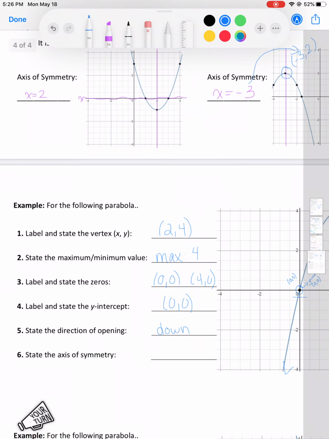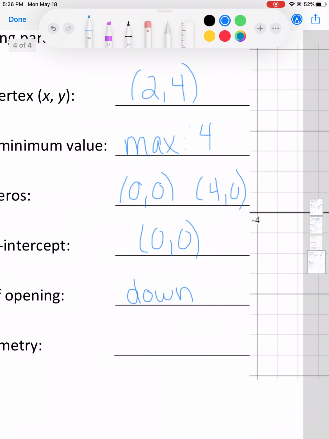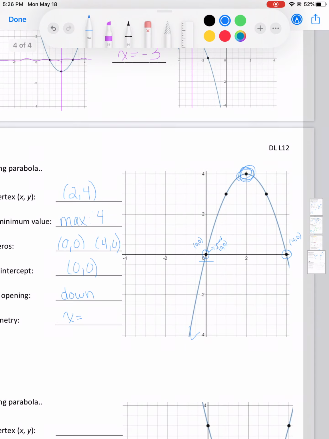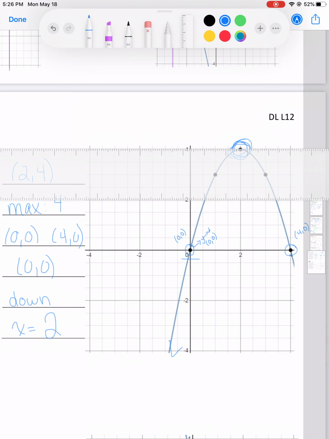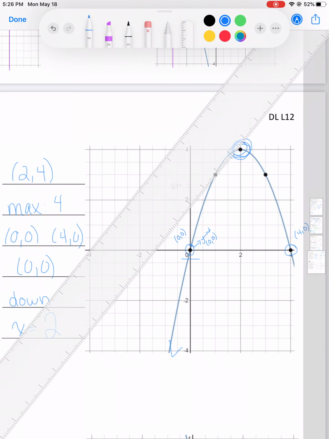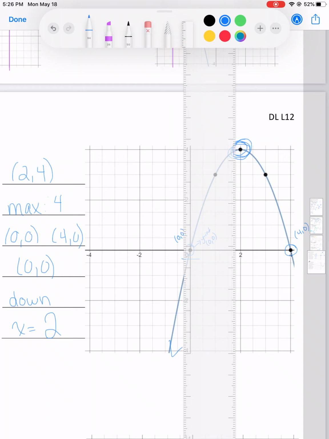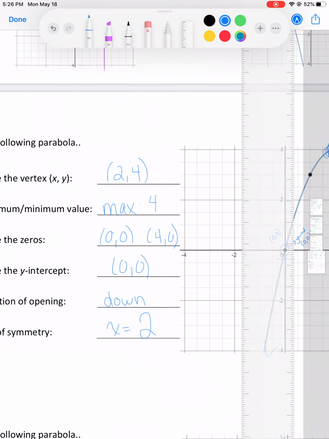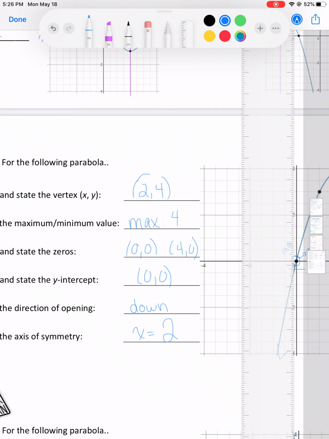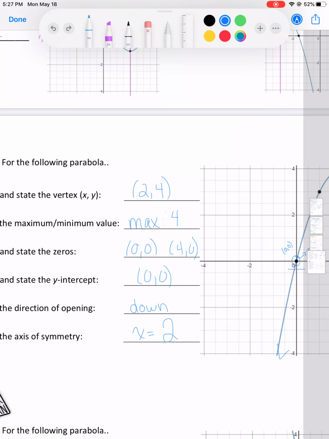And state the axis of symmetry. Okay, remember it's x is equal to, and it is 2. Right? It's when it's exactly a mirror of each other. Or it's our vertex. Okay? I hope that makes sense, guys.